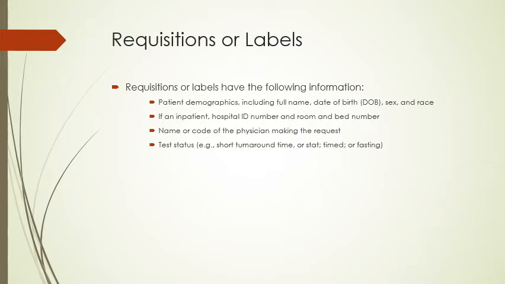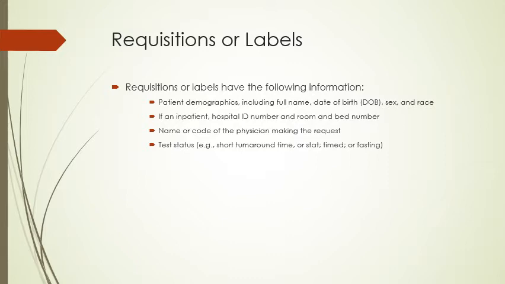So these requisitions and labels should have the following information on them. Once again, the requisitions and labels are basically one and the same. They should have the patient's demographics, which means they should have their full name, their date of birth, sex, and race. If they're inpatient, meaning they're in a hospital or a place they are staying at, hospital ID number, room, and bed number should also be on there.